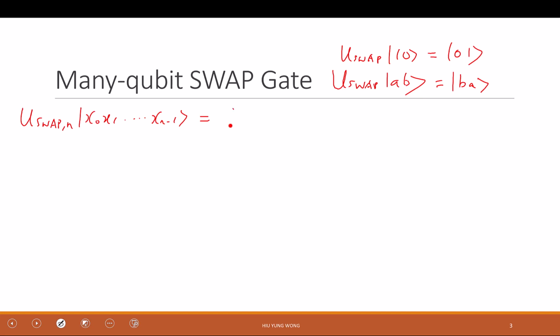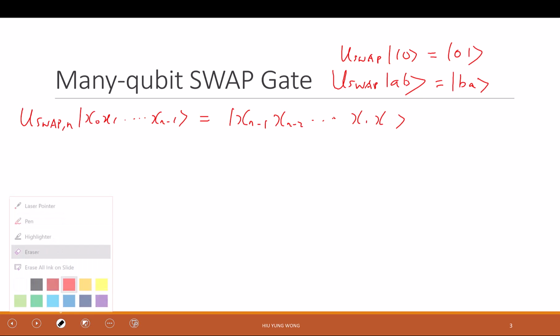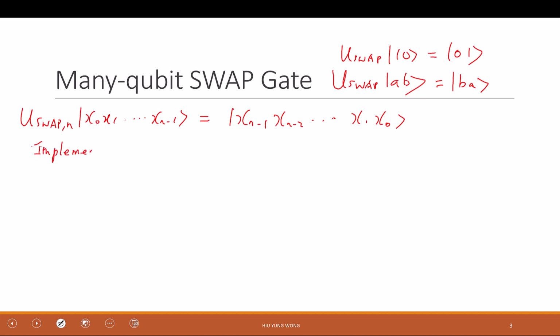You just reverse the order, right? Maybe I can spell this out also: xn minus 1, xn minus 2, all the way to x1, x0. This is a natural definition, and indeed, this is the definition of the swap gate for multi-qubit. Okay? So how do we implement the multi-qubit swap using the 2-qubit swap gate, right? This is very straightforward.